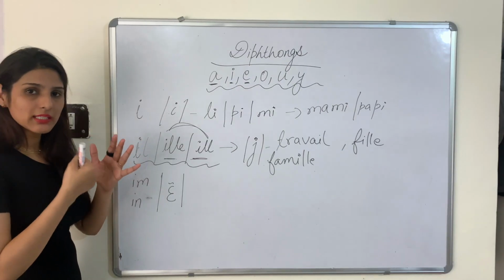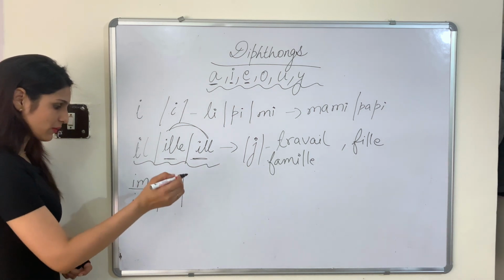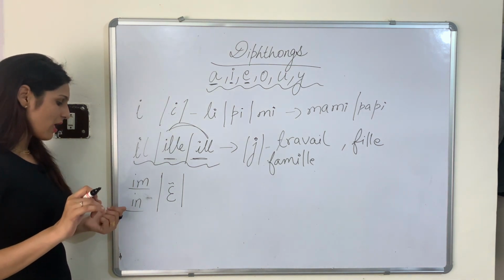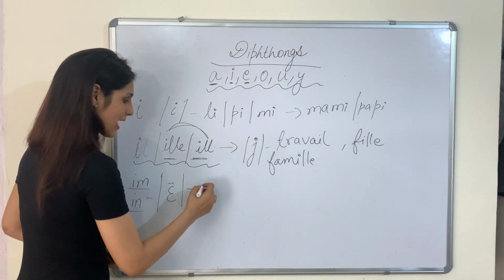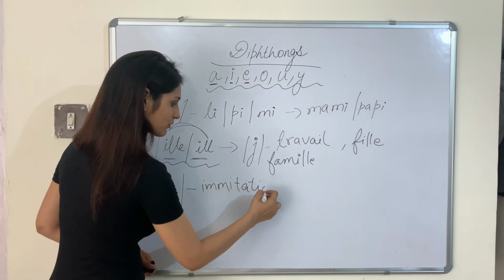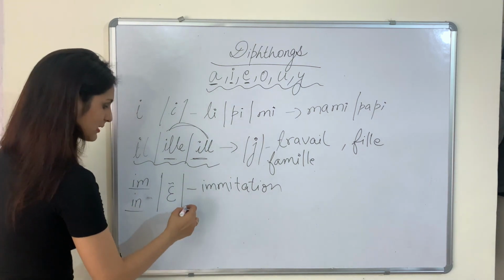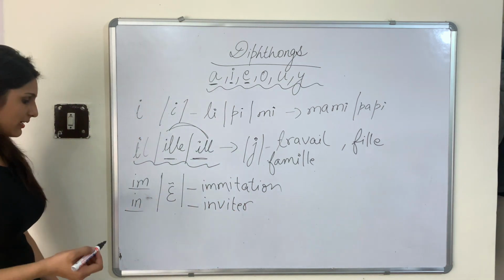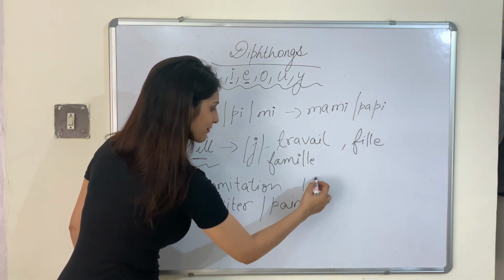This is also E, never changing. Now this one and this one give us one same simple sound, eh. Imitation, imitation. With this, invité, that is the sound we can get, or also pain, fin.